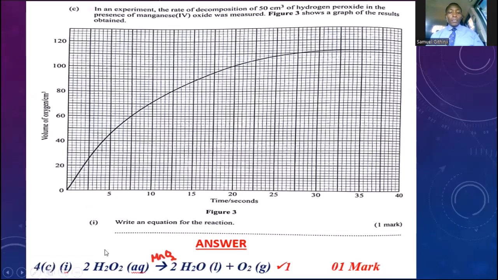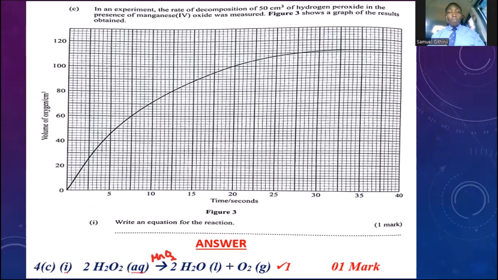As simple as it is, hydrogen peroxide, in the presence of manganese(IV) oxide, gives you 2 moles of water and oxygen. That one, my student, you only need to know how to write equations, and it is well balanced. The rules of writing a chemical equation: it must be well balanced. The state symbols must be there. In case they are missing, a half mark will go. Then the formulas of the compounds must be correctly written.